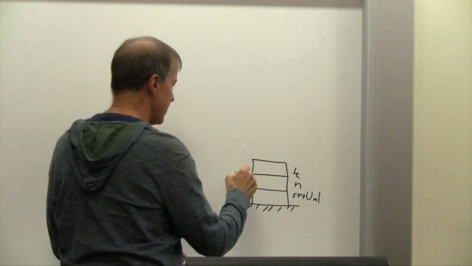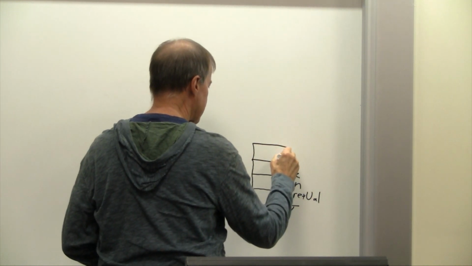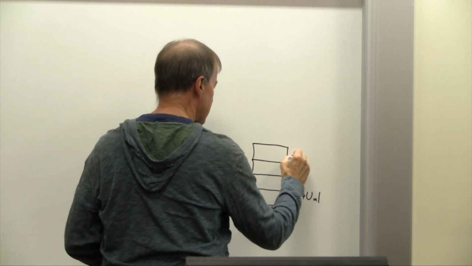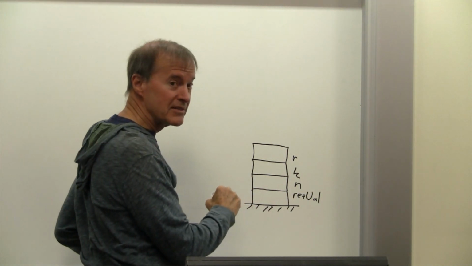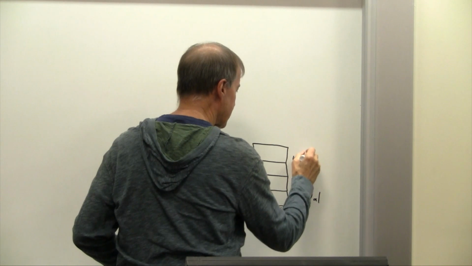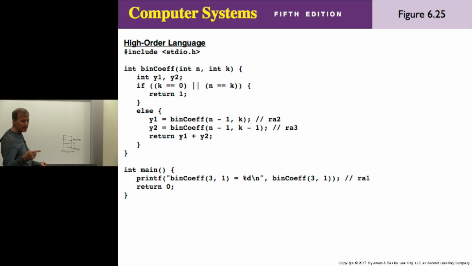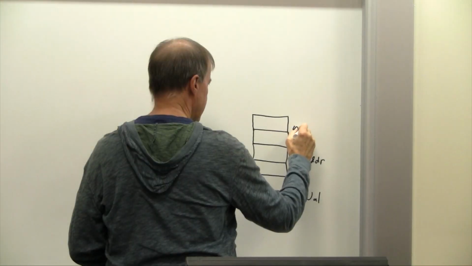And now what was the next thing? Return address. By the way, what statement executes to push the return address? What assembly language statement? Correct. Call. Good job. Okay, so this is the return address. And then what are the local variables? First one is Y1. And the next one is Y2.